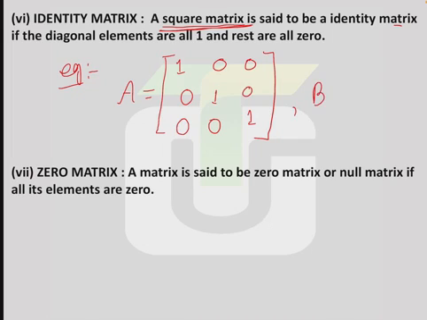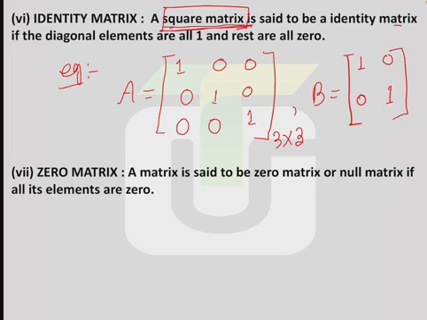Okay, and suppose B is equal to, suppose we consider this is what? 3 by 3 matrix, correct? We take 2 by 2 matrix also, right? Because what it is said that it has to be a square matrix, right? So we can take 1, 0, 0, 1 also, right? Okay, this is what? 2 by 2 matrix.